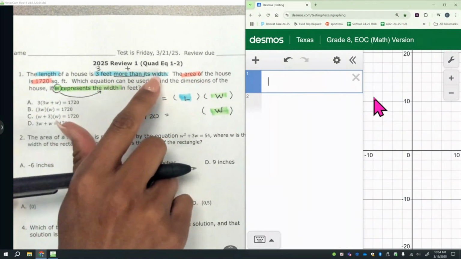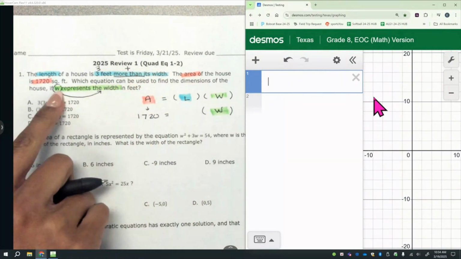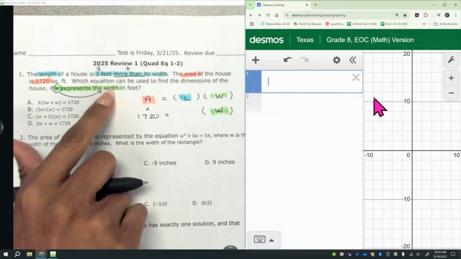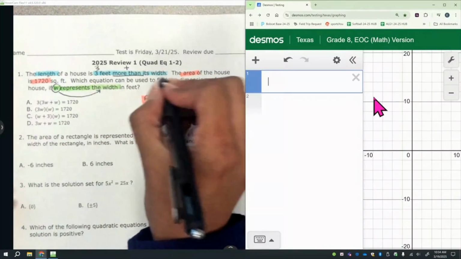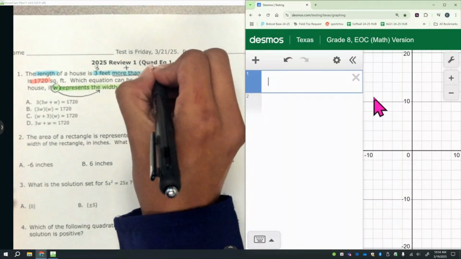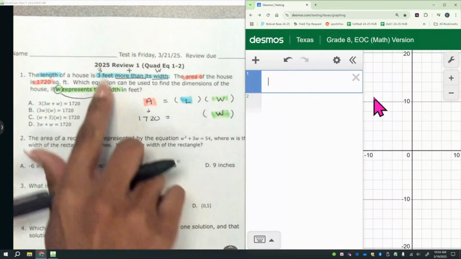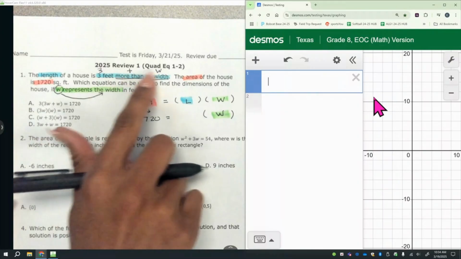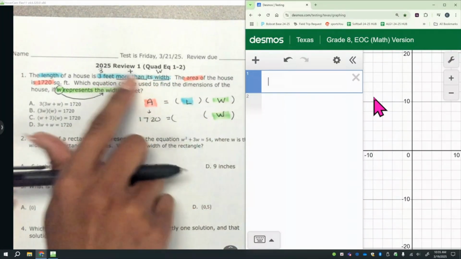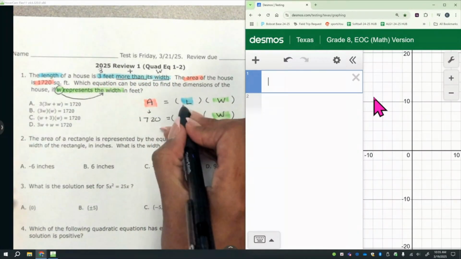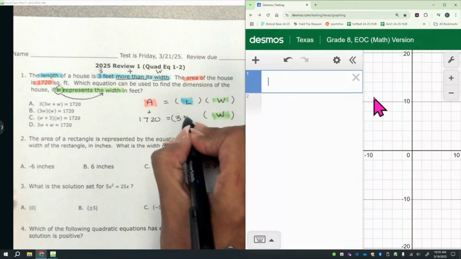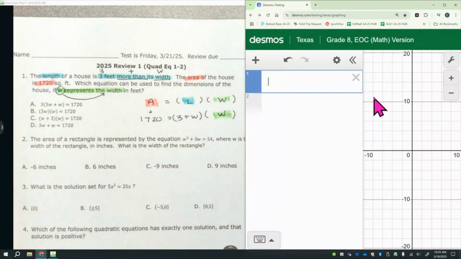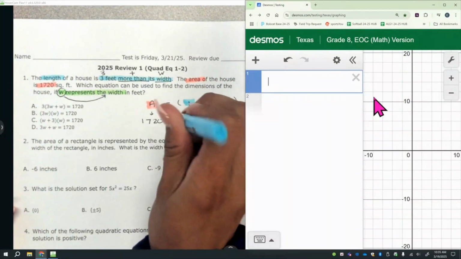Well, what did we say width was? W represents the word width. So when I see width, we're just going to put W above it. So we just wrote that expression, 3 plus W. That's what my length is. So for length, we're going to write 3 plus W in parentheses.